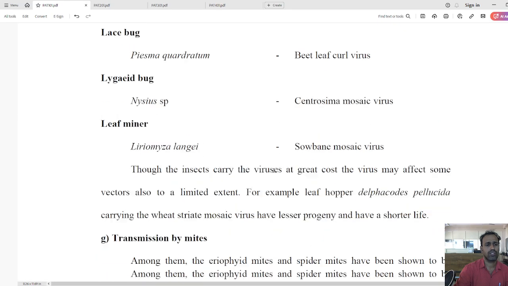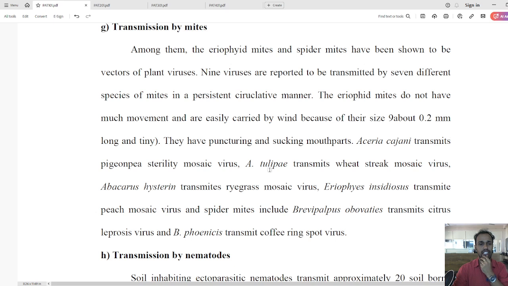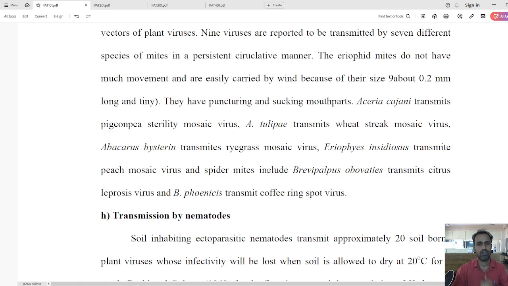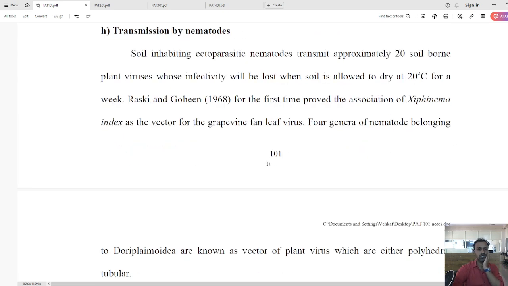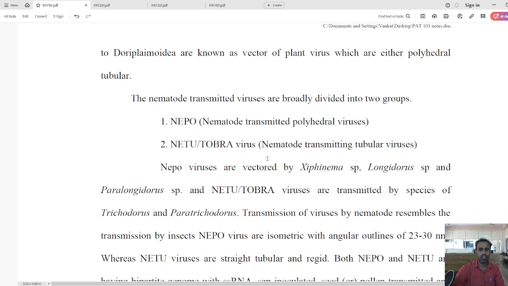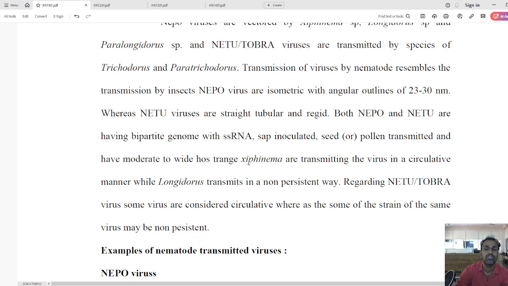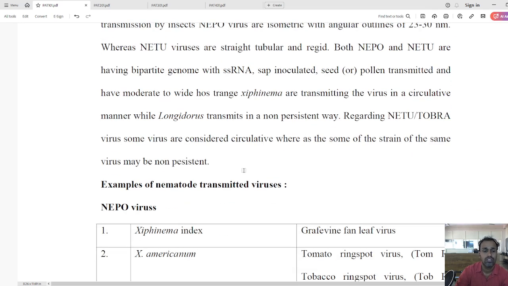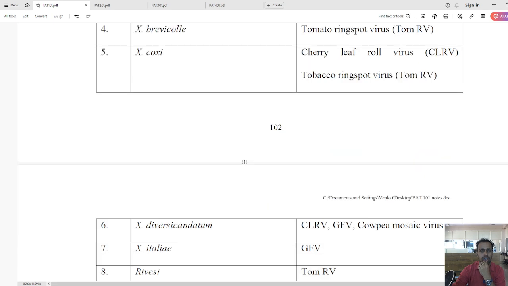Beetles are not important, nor grasshoppers. Mite-transmitted virus, at least remember Aceria cajani, that everybody knows: pigeon pea sterility mosaic virus. According to classification, for virus transmission by nematodes we have two groups, Nepo and Tobra. Nepo means nematode-transmitted polyhedral viruses, and Tobra means nematode-transmitted tubular viruses. Xiphinema index, Xiphinema americanum, this is the case.